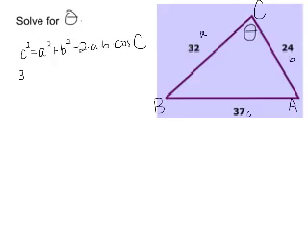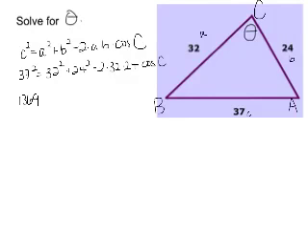So from here I'm going to plug in. So I have 37 squared equals 32 squared plus 24 squared minus 2 times 32 times 24 times the cosine of big C. We're going to take this one step at a time so we make sure that we do not combine terms that are not alike. So 37 squared is 1,369. 32 squared is 1,024. 24 squared is 576. All right, and since this next chunk is all connected by multiplication, I can take care of that all together. And 2 times 32 times 24, and I'm subtracting that, I have minus 1,536 times the cosine of C.